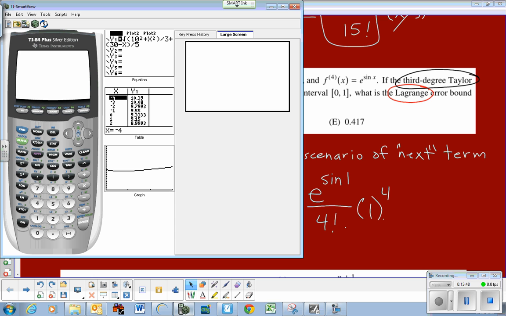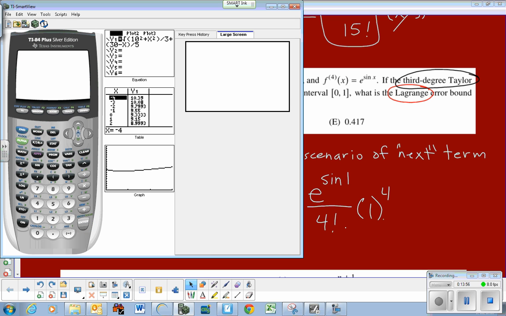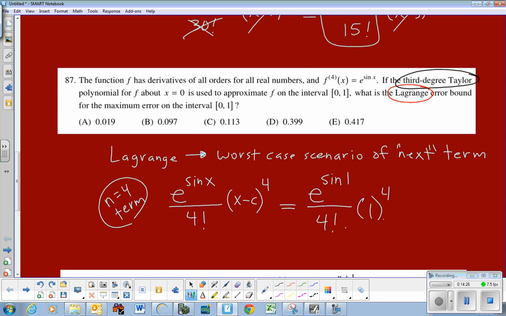Okay? So let me make sure I'm in the right mode here. I want to be in radians. I can't think of a scenario in your calculator you would want to be in degrees on your test. So go in with it in radians. It might not matter, but more often in calc you're going to be switching from degrees to radians. So anyway, e to the sine of 1 divided by 4 factorial, and that's 24. 2 times 3 times 4 times 1 is 24. That's 0.0966. Therefore, my answer is 0.097.